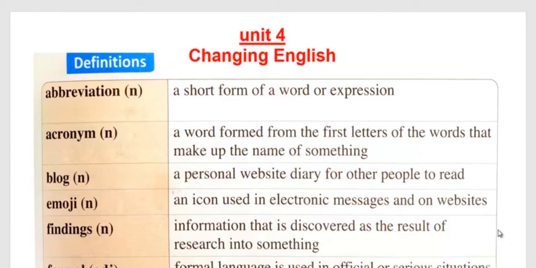Unit 4 is entitled Changing English. As you know, language is always changing and new words are created all the time. We need new words to describe new technology, ideas, and situations. For example, before people took photos of themselves on their phones, we didn't need a word for that. But when everyone started doing it, the word selfie became very useful, and it was added to the dictionaries.